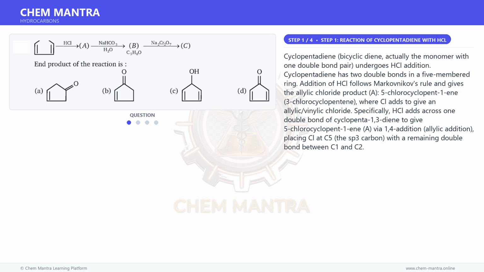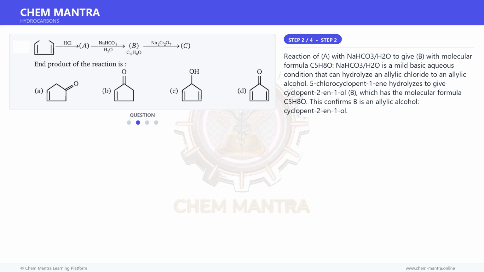5-chlorocyclopentene, or 3-chlorocyclopentene, where Cl adds to give an allylic chloride. Specifically, HCl adds across one double bond of cyclopenta-1,3-diene to give 5-chlorocyclopent-1-ene, A, via 1,4 addition, allylic addition, placing Cl at C5, the sp3 carbon, with a remaining double bond between C1 and C2. Moving on to the next step.